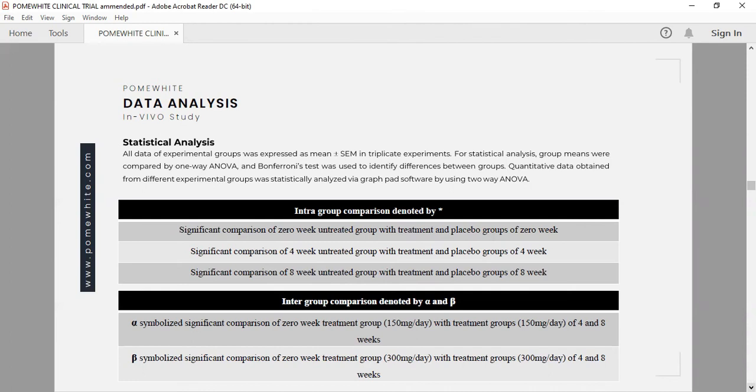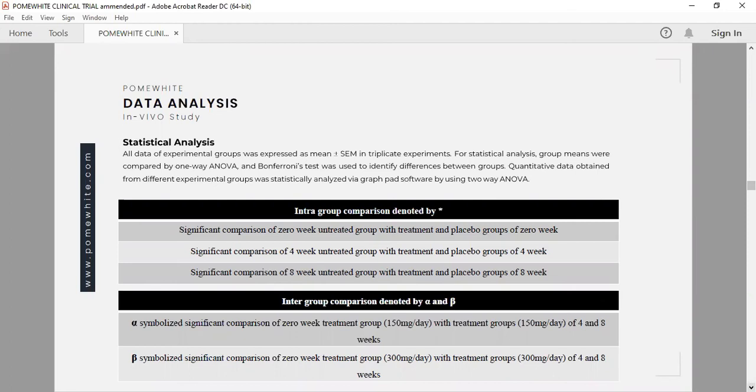For statistical analysis, the group means were compared by one-way ANOVA, and Bonferroni's test was used as the post-test for comparison, and all of this was done automatically with the help of the software. The quantitative data obtained from different studies and different experimental groups was statistically analyzed using two-way ANOVA in GraphPad software, which is the Prism 5 version. Then different types of signs are used in it.